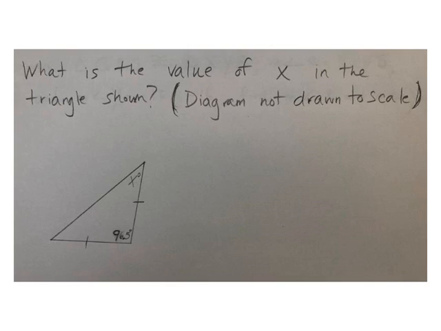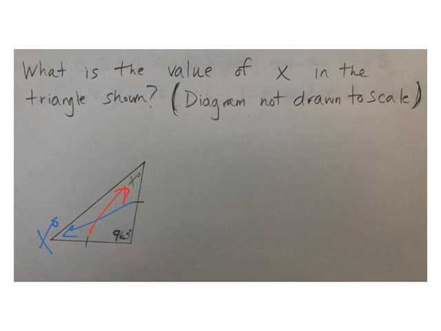Okay, so you're going to see a problem like this that asks, what is the value of x in the triangle shown? Diagram not drawn to scale. All right, so the first thing I notice here are these tick marks right here. That means that these sides are congruent, but also, more than just the sides, the angles are congruent, right? So that angle and this angle are congruent. So you could even say this is angle x as well.